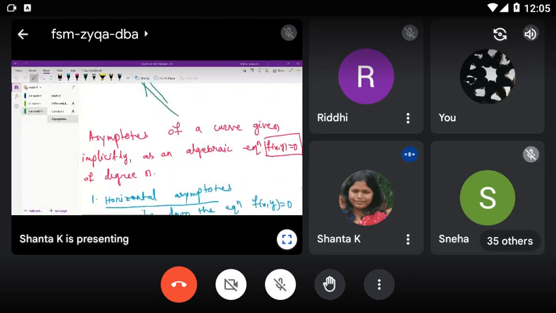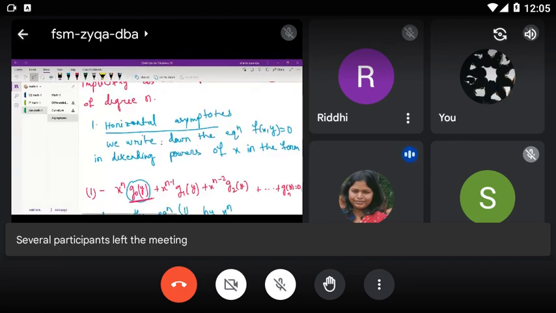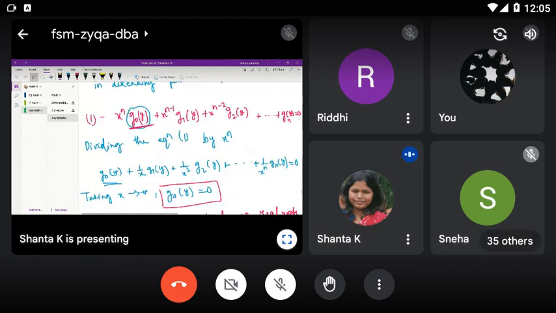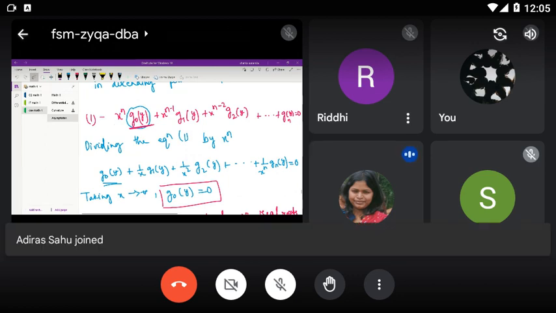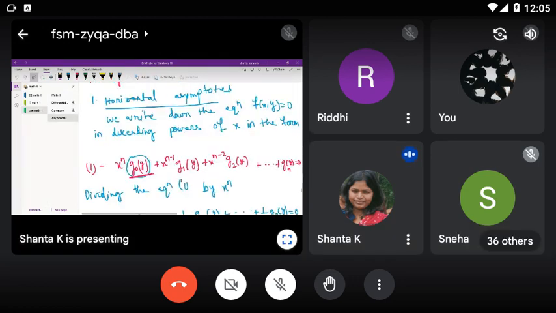The implicitly given equations f of x y equals 0. Okay, so horizontal asymptotes, we know, if you equate the coefficient of the highest degree term of x, the coefficient we will consider and set it as 0, then we will be getting the horizontal asymptotes.